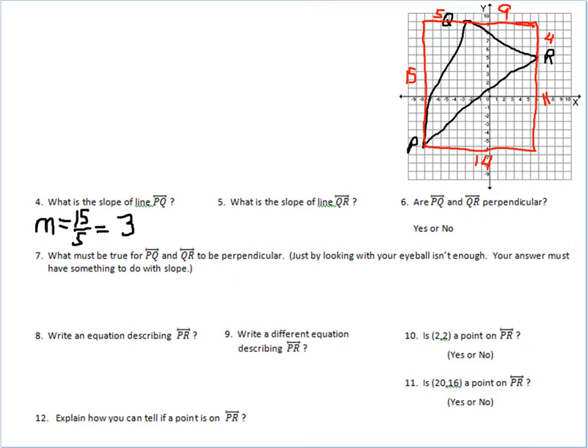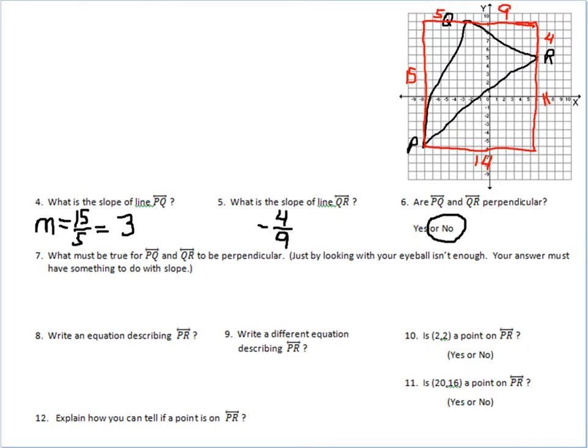Okay, what's the slope of QR? Right there's Q and R. The rise is 4 and the run is 9 and it's slanted down. So the slope of QR is rise of 4, run of 9, slanting down. Are they perpendicular? They are not perpendicular because they're not negative reciprocals. They have to be negative reciprocals to be perpendicular, which is the answer to number 7.